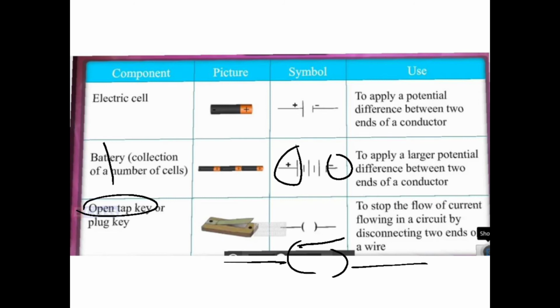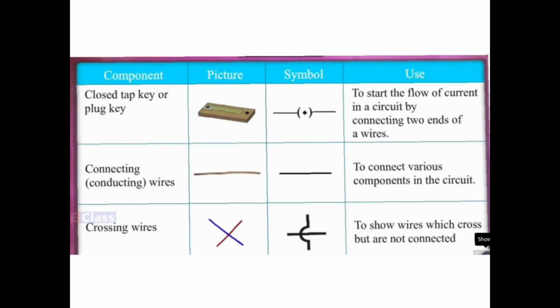Now let us understand when we switch on. That means when the key is closed. What is that called? It is called the close key, close tap key or plug key. How do you see it? You just have to put a dot inside. The open circuit diagram is this way, and then you have to draw the dot in between. So that is the close. So to start the flow of the current in a circuit, this is used, right? Because what it does, it connects the two ends of the wire.